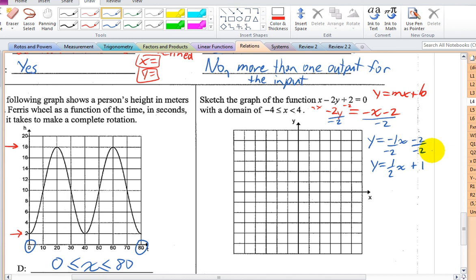Graph that. Start at the plus 1. That's your intercept, your y-intercept. And then use your slope to count. Go for it. Graph that line. So here's plus 1. And count up 1, right 2. Up 1, right 2. And go the other direction. Make sure you know what I'm doing here, because this is the bread and butter of the next unit.